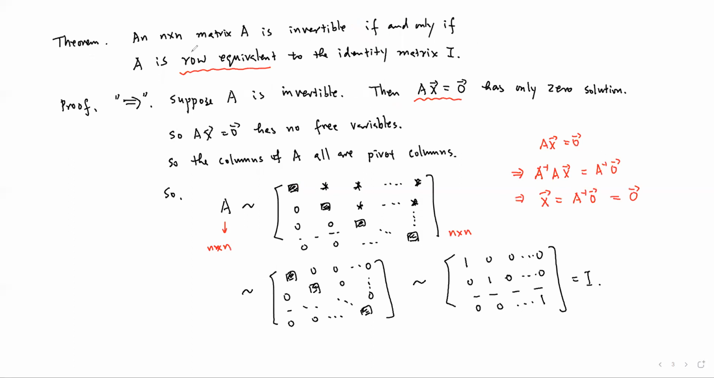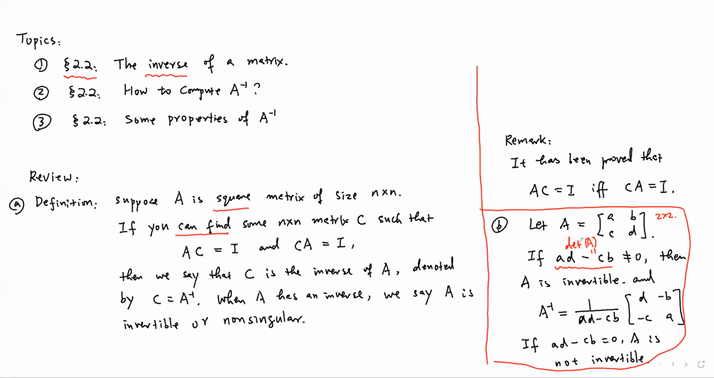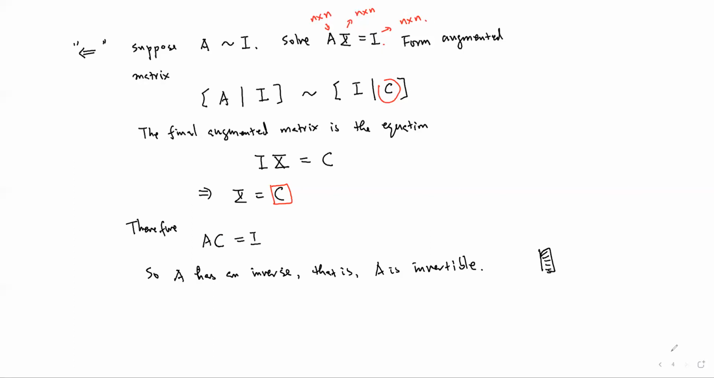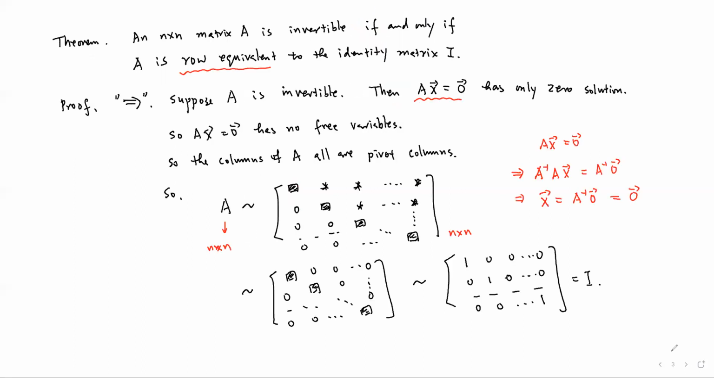So this theorem, for a 2x2 matrix, we can use the theorem in the review. For an n by n general matrix, how do we know whether the matrix has an inverse? Use this theorem. If matrix A can be reduced to the identity matrix, then A has an inverse. Otherwise, A has no inverse. Let me show you examples about the theorem we just learned.